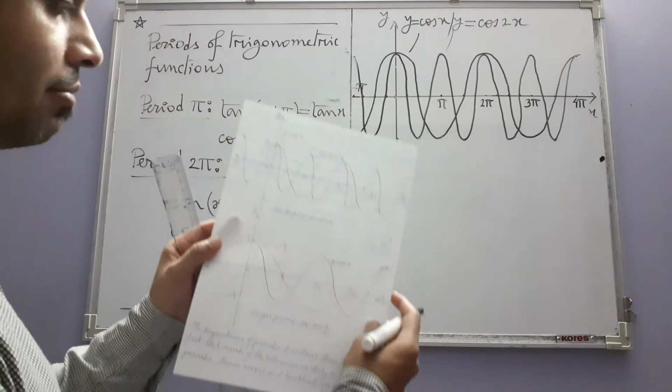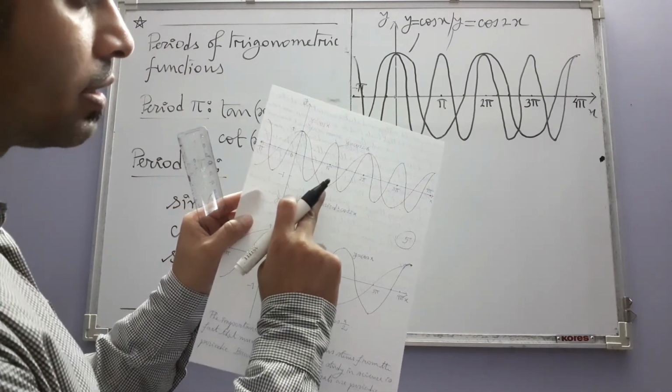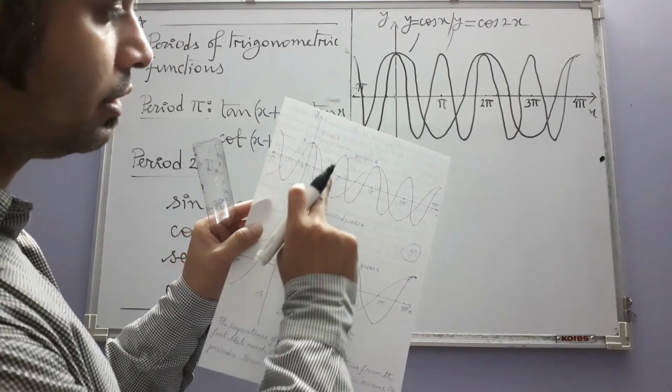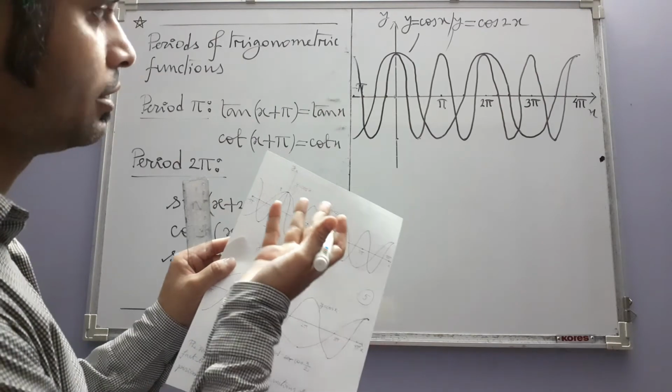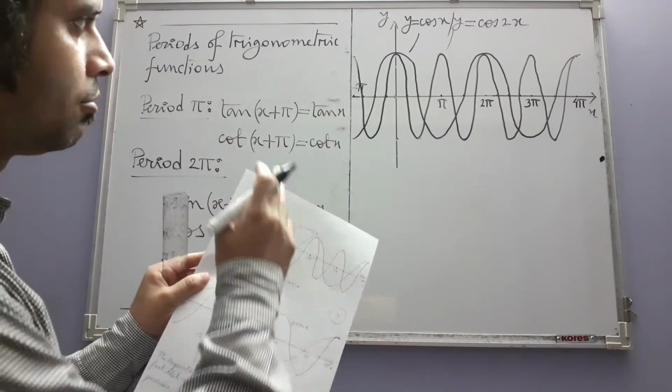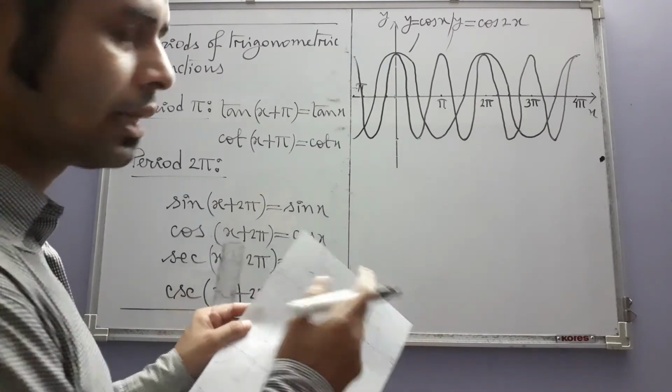I have the graph here, you can see. The red one is cos x and the blue one is cos 2x. That's what I have tried to draw here in a rather messy manner, from which you can simply make out the period, and that's just it.